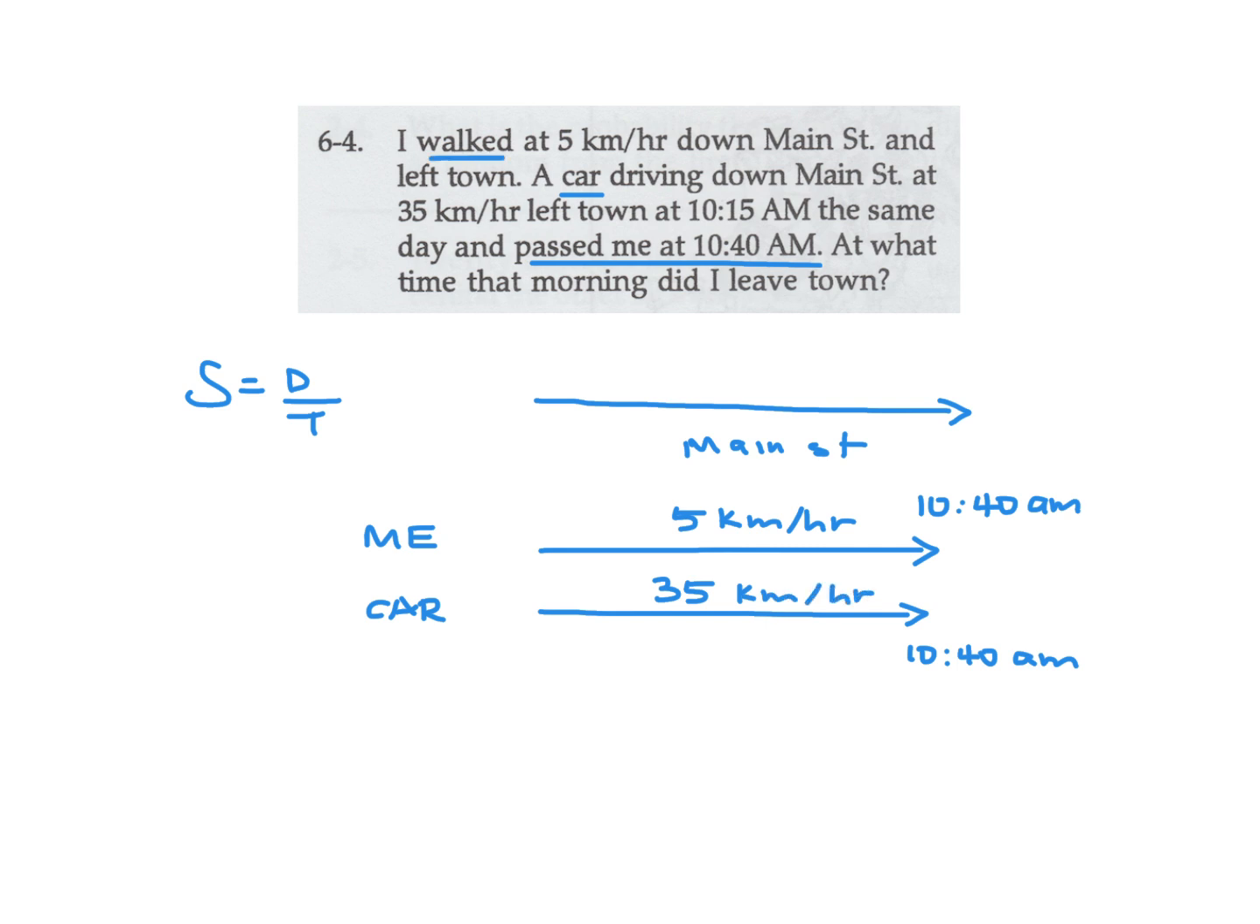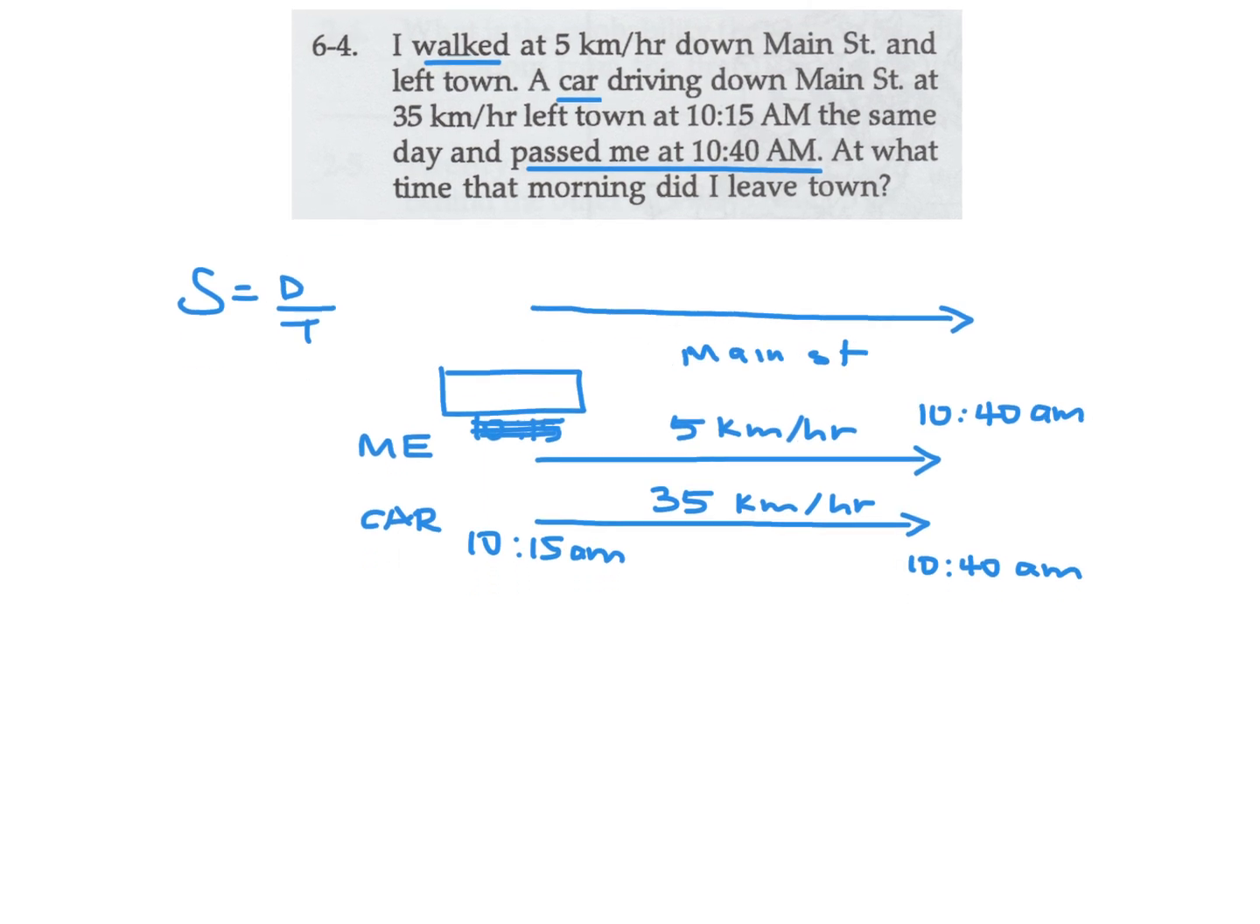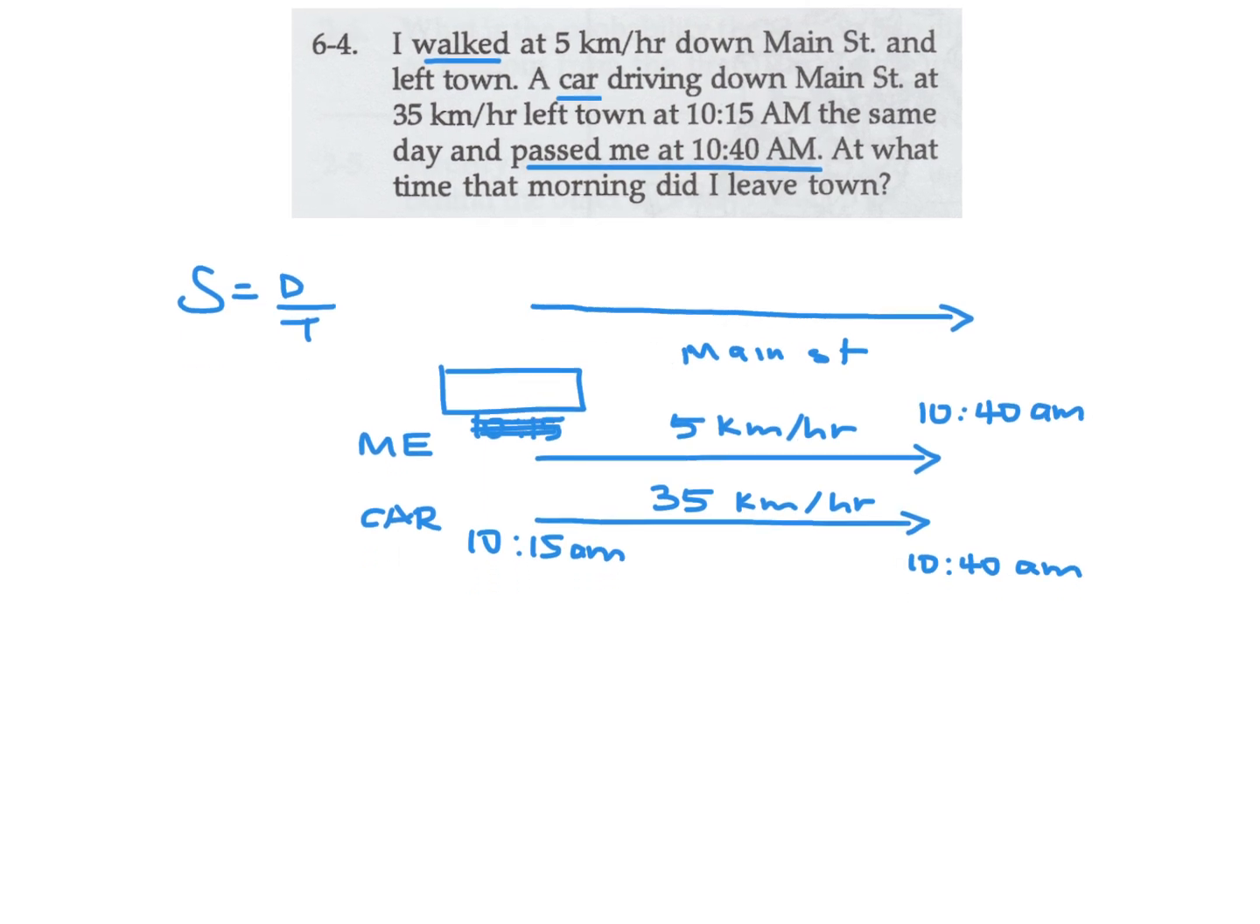Okay, I got it. So a car is driving, obviously, and then he left town at 10:15 a.m. So I'll put that here, 10:15. All right. No, the car left at 10:15 a.m. Sorry about that. The car left at 10:15 a.m. We actually have to figure out what is the time that he left. Okay. All right, I got it. So took a little bit of time just to understand that. Okay.